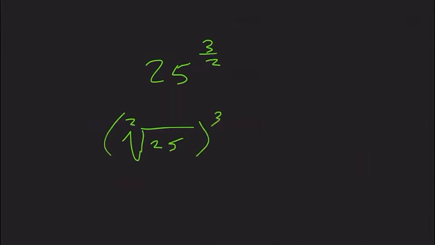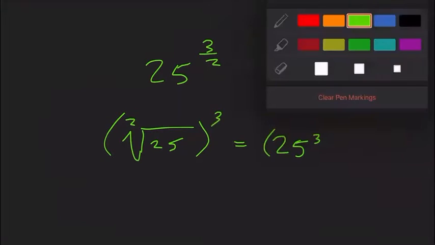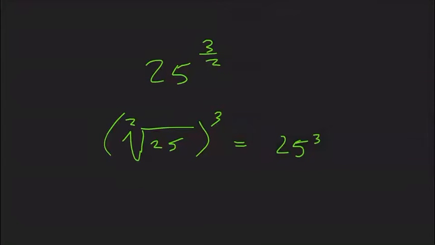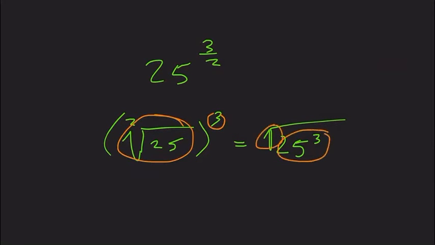Also, as a side note, like that first one we did, 25 to the 3/2, we said that's square root of 25 and then raised to the third power. You could do either one first. You can square root it first and then cube it, or cube it first and then square root it. So you also could write it like this. So in this one, you're square rooting first and then cubing. In this one, you're cubing first and then square rooting.